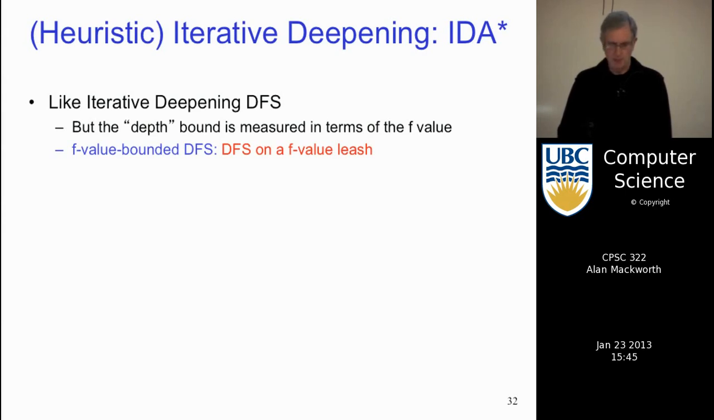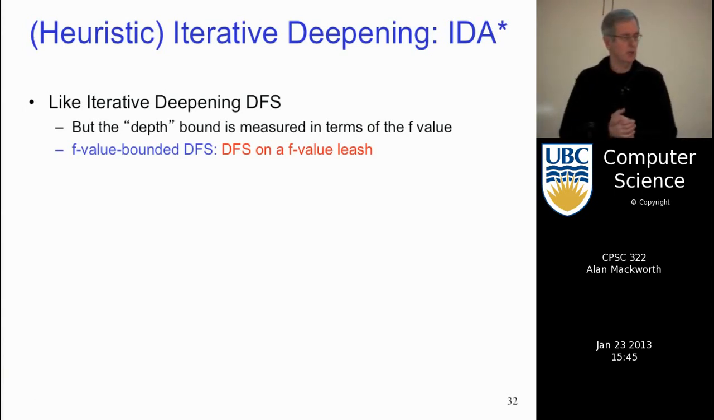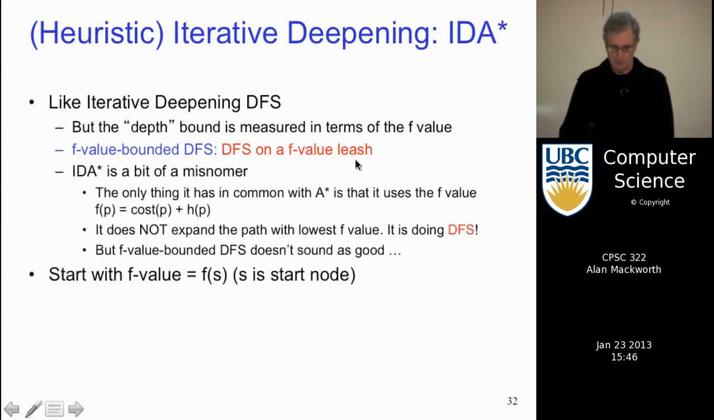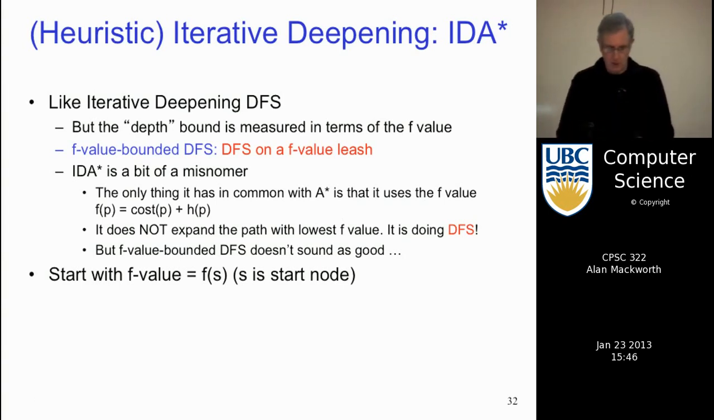So the idea is simply to use iterative deepening depth first search, but we now have a "depth bound" in scare quotes. The depth bound will be the f values, and we'll bump them up as we need to find more and more nodes. So the depth bound is measured in terms of the f value. It's an f value bounded DFS, really. DFS on an f value leash instead of a depth leash. So that's why I'm saying it's a bit of a misnomer. The only thing in common with A star is it still uses the f value: f of p is the cost of the path so far plus the estimate.